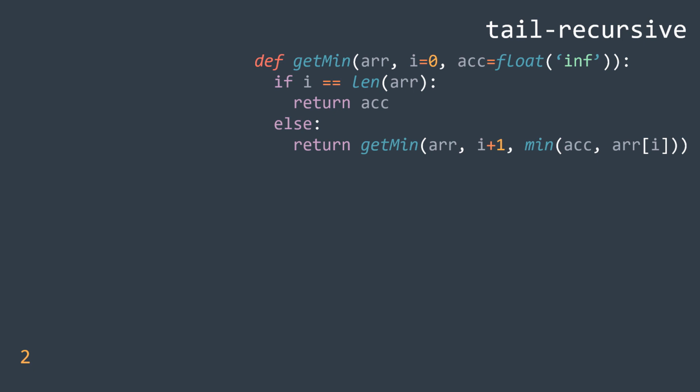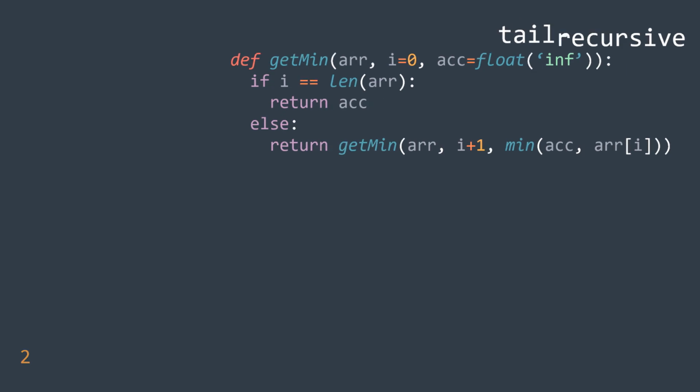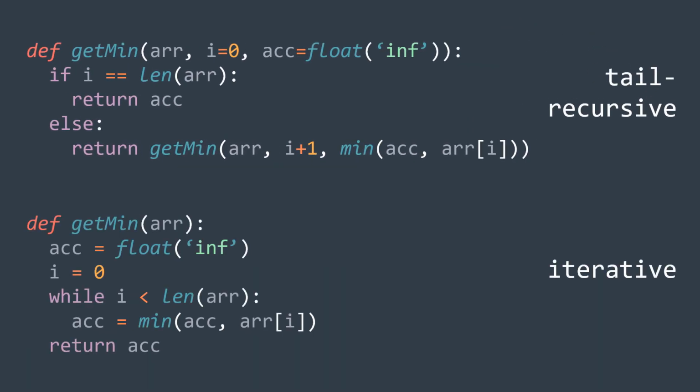And as said earlier, we can turn a tail recursive function into a simple iterative function that doesn't need a stack, and it's the case here. Here's an iterative function to find the minimum in R.